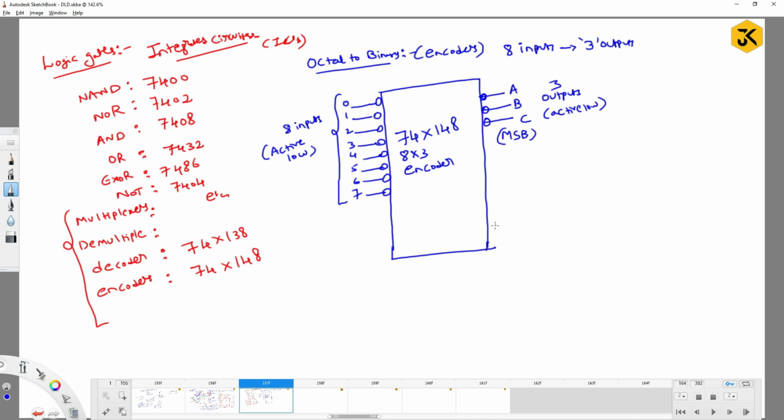Similarly, for any kind of circuit, an enable will be there. This will be an enable, which is also active low. Not only these pins, we are going to have various other pins. One is the GS pin, another one is the EO pin. GS means group select. EO means enable output.